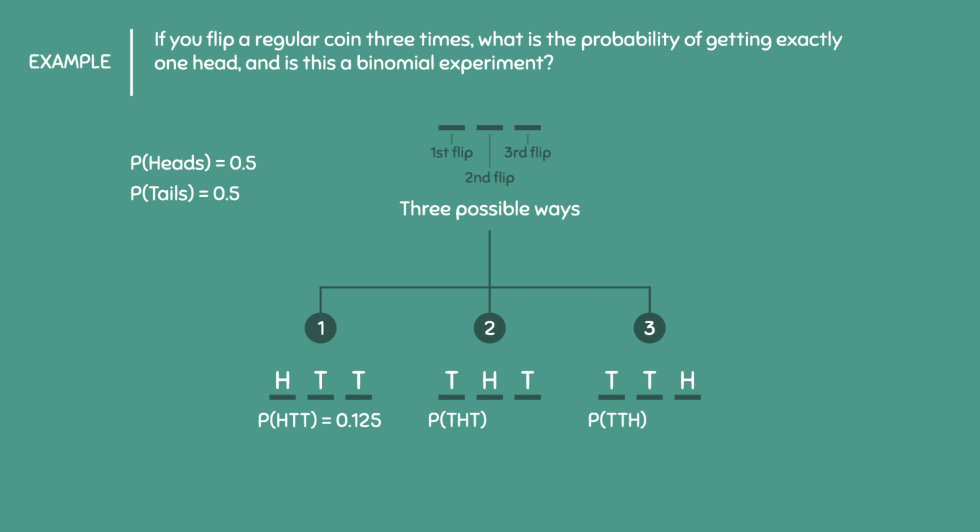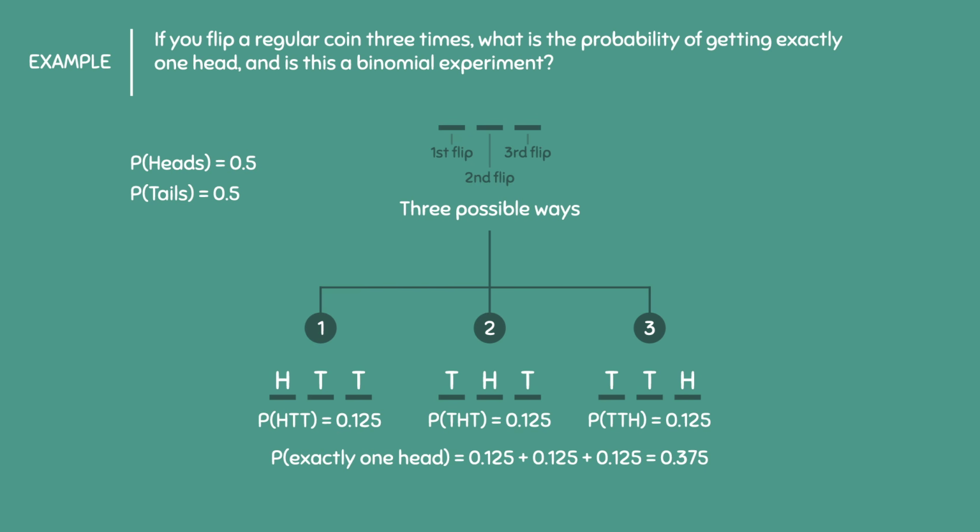When we calculate the probabilities for the second and third outcome, you'll find that they will also be equal to 0.125. Now all we have to do is add these probabilities together to get the answer, and when we do, we get the probability of getting exactly one head, which is equal to 0.375.